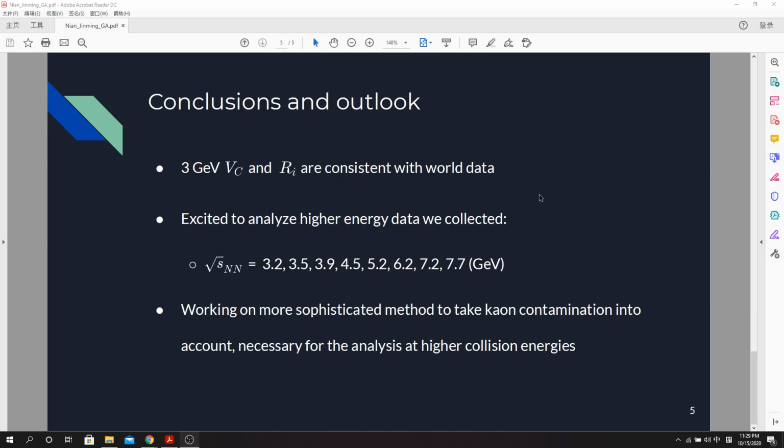For a conclusion, the 3 GeV Coulomb potential and initial pion ratio fit well with the world data. But we don't want to just stop there. We want to analyze higher energy data that we collected. However, the immediate problem we encounter as we go to higher energy is kaon contamination. We will need a more sophisticated method to take kaon contamination into consideration for higher energies, and we are working on it.